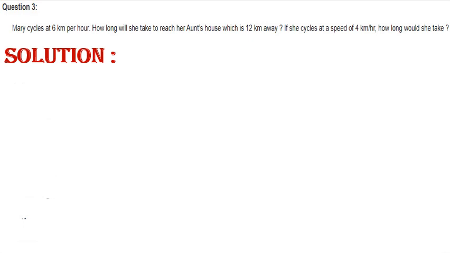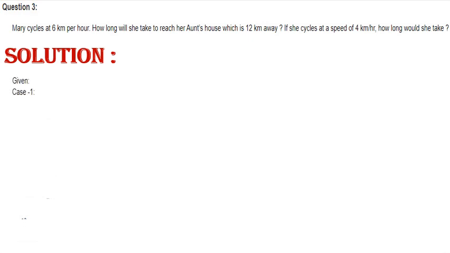Initially, Mary's speed is 6 km per hour. So Mary cycles 6 km per hour. That is a speed. And later on, she is decreasing her speed, that is 4 km per hour. But she has to travel exactly 12 km away to reach her aunt's house. So let's begin the solution.